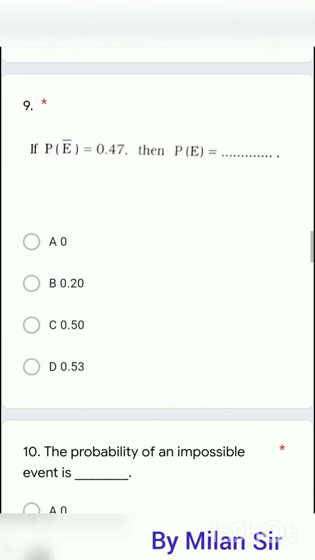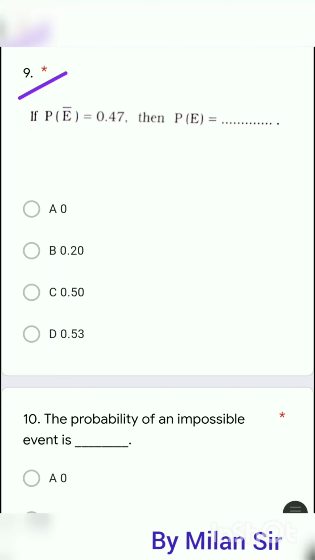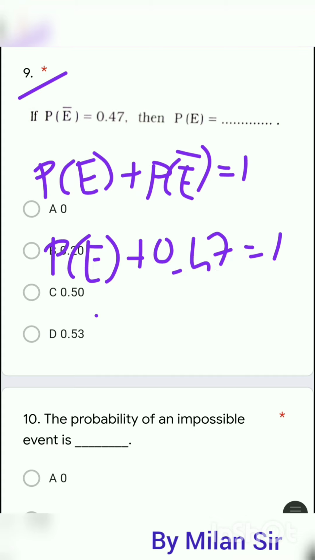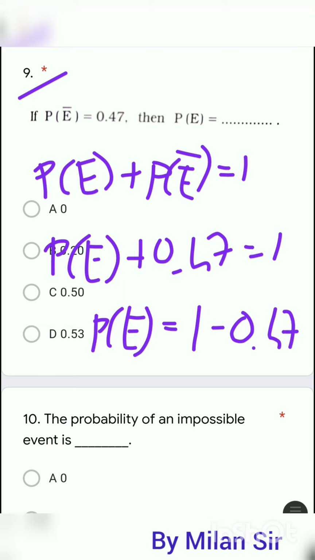After that, question number 9. Here, if P(E bar) is equal to 0.47, then P(E) is equal to, we learned one formula in the theory part, P(E) plus P(E bar) is equal to 1. Now put the value here. So P(E) plus 0.47 is equal to 1. Now transfer this 0.47 to the right hand side, so it becomes negative. So P(E) is equal to 1 minus 0.47, it is 0.53.